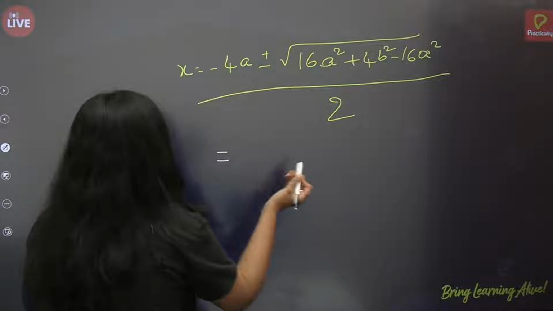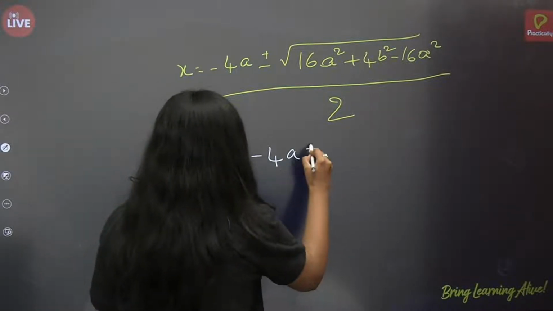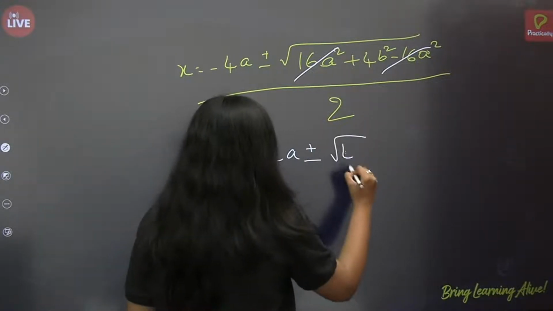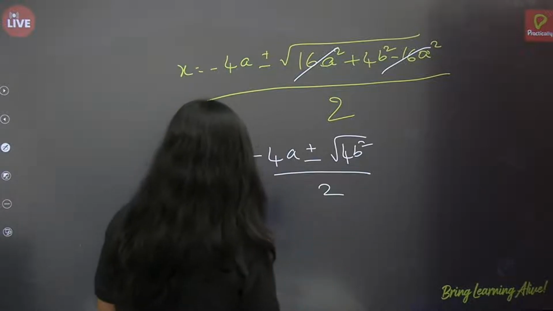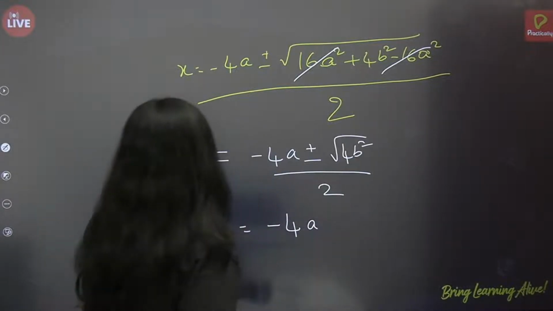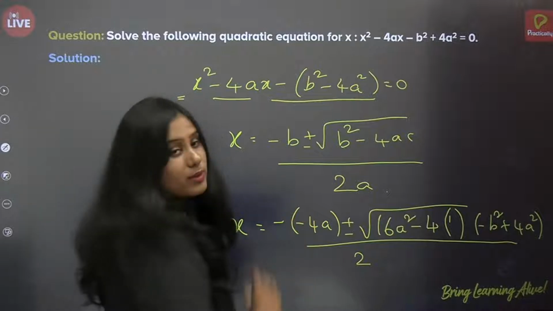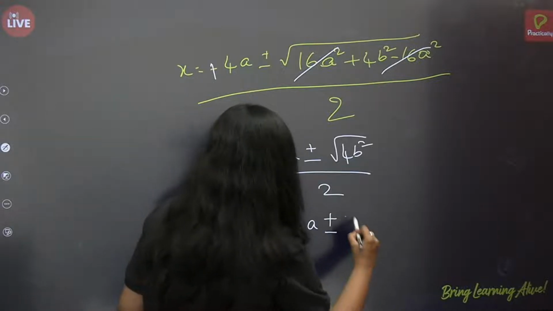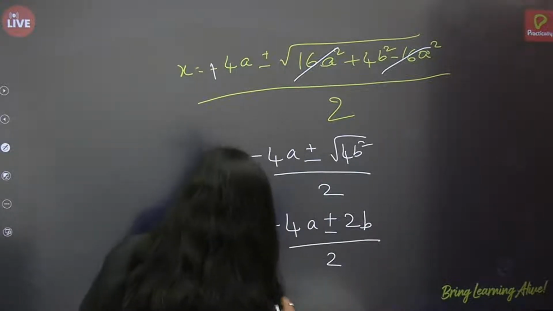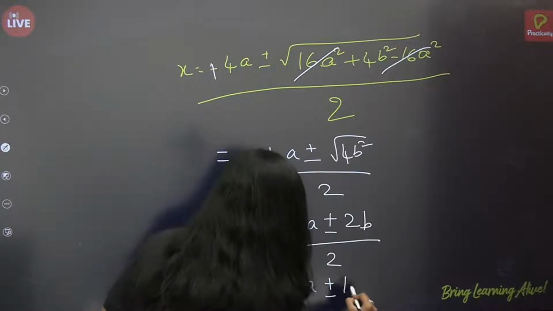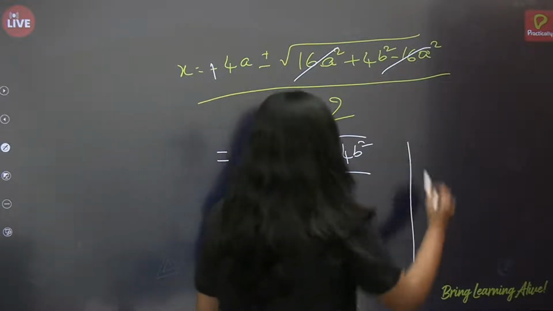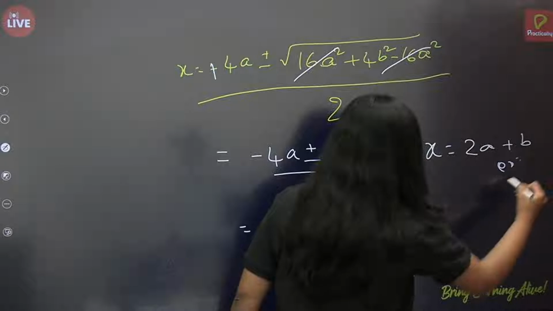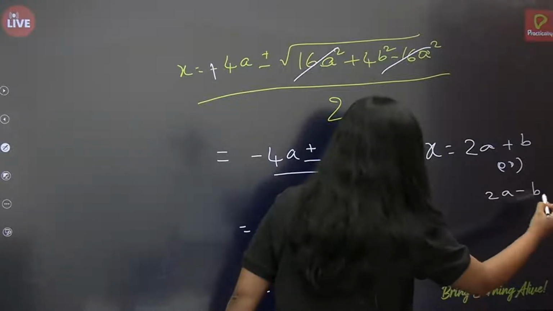So this will be minus 4a plus or minus under root of 16a square minus 16a square plus 4b square, by 2. This will be minus into minus, plus 4a. Next, plus or minus 2b by 2. So this will be 2a plus or minus b. So what are the x values? x equals 2a plus b or 2a minus b.